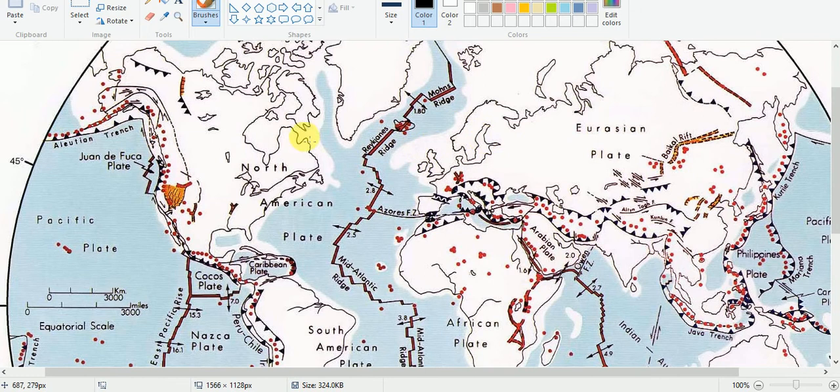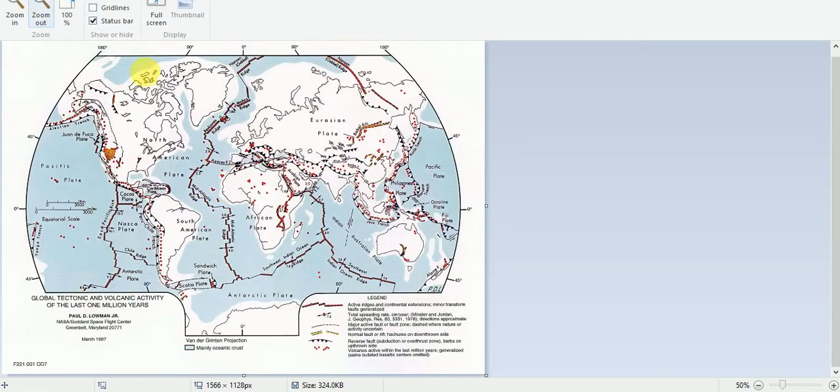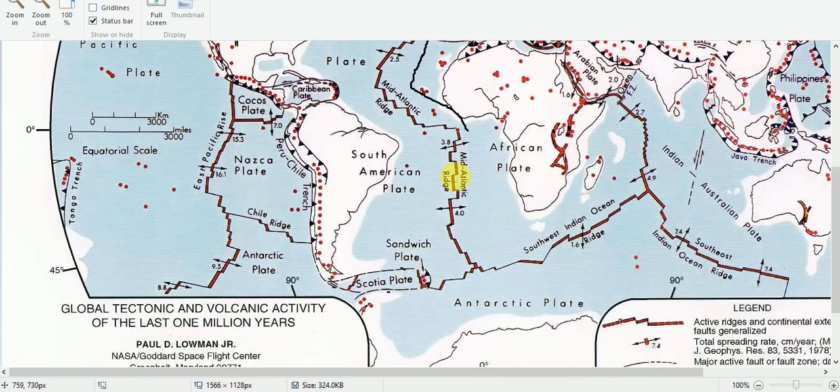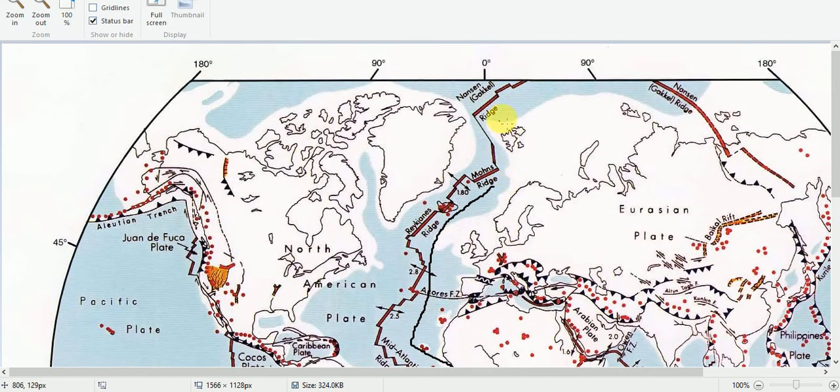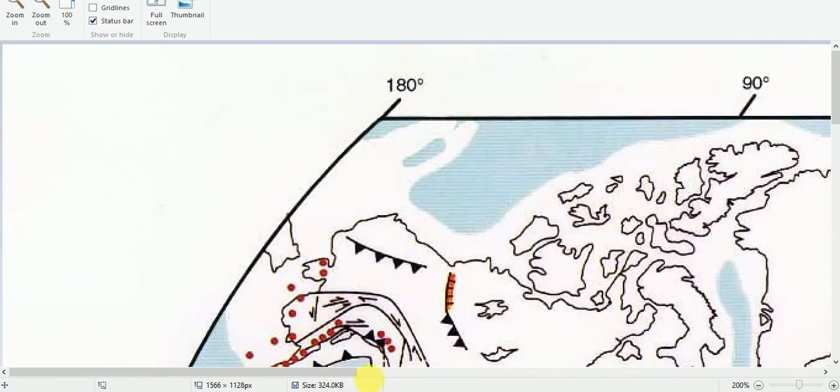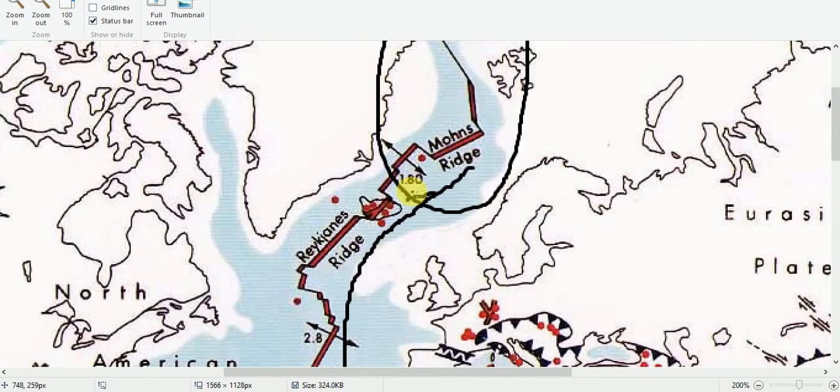See here, we have these mid-oceanic ridges. This is the mid-Atlantic ridge, and it goes up to here. Just see this line. In this area, the terminal region of this mid-Atlantic ridge, the rate of plate movement is the lowest. Here the rate of plate movement is 1.80 centimeters per year, as mentioned in the book.